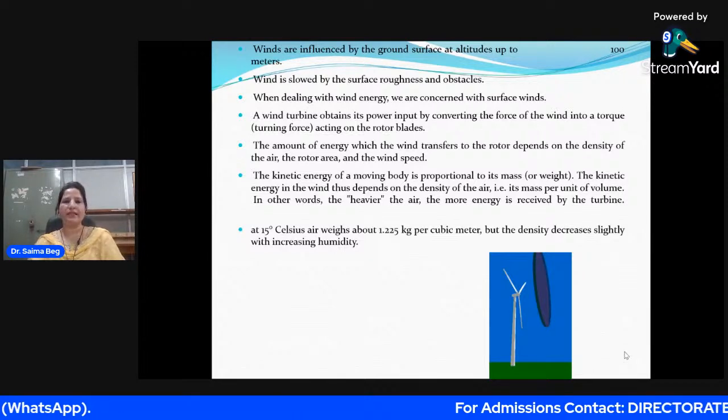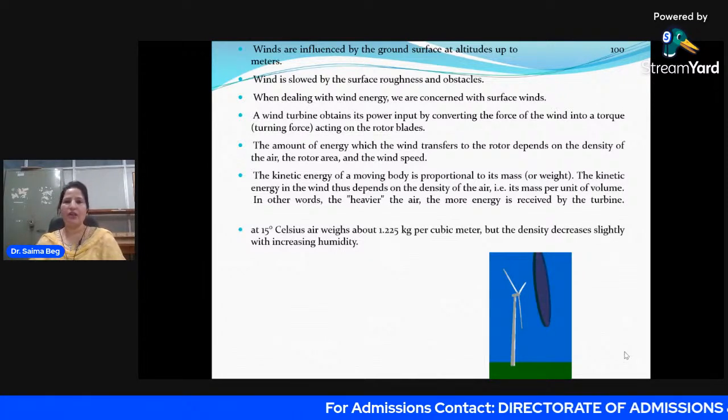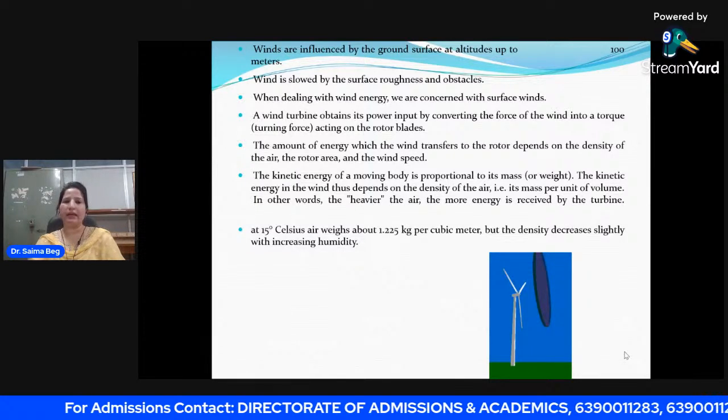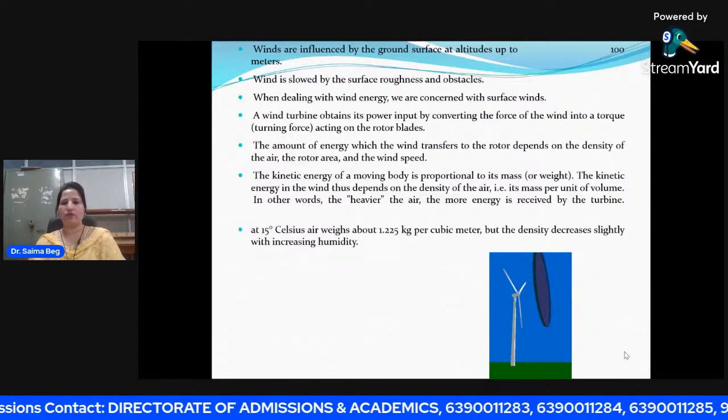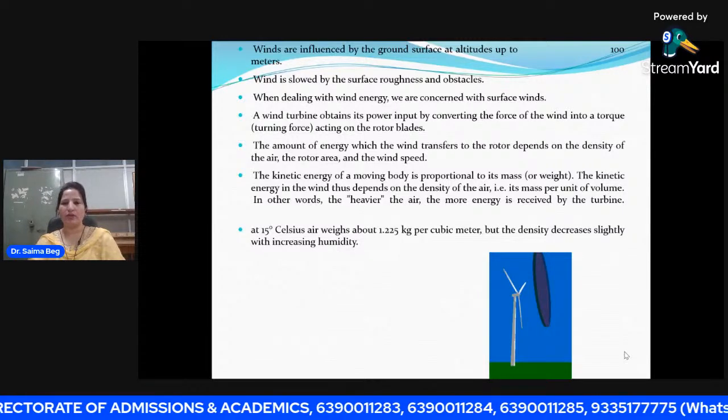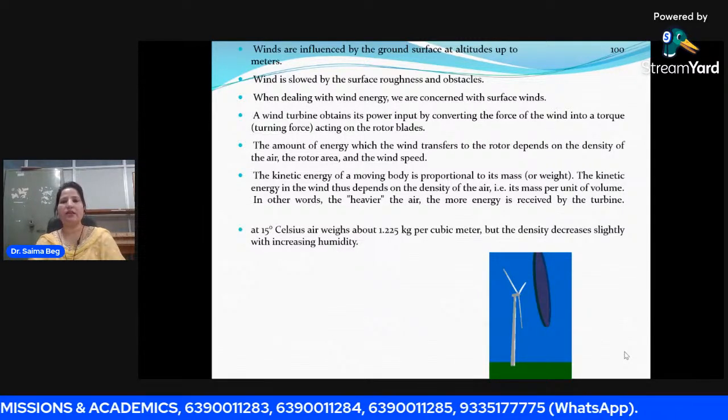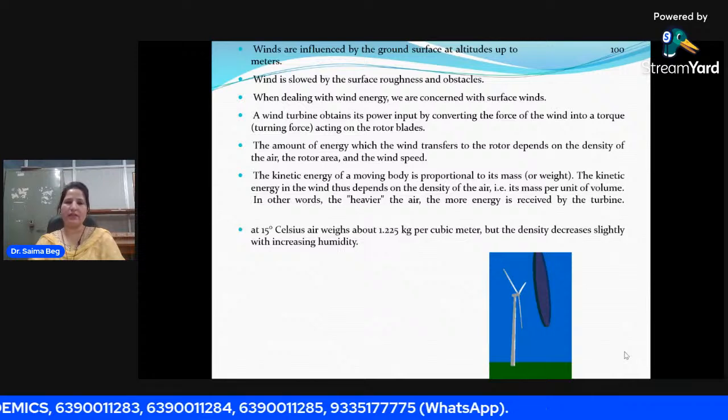Now the question arises: what is this wind energy and where does it come from? I already told you that all renewable energy ultimately comes from the sun, except the tidal and the geothermal power. The earth receives around 1.74 × 10^17 watts of power per hour from the sun.